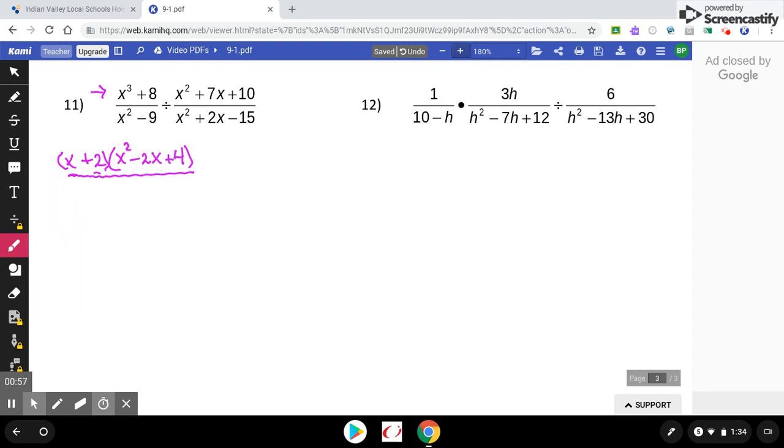Done with the upper left corner. Moving on to the bottom left corner. Not a cube, so I just got 2 regular old sets of parentheses. X squared, x and x. 9 is 3 and 3. To get negative 9, 1 plus, 1 minus. That was called a difference of 2 squares.